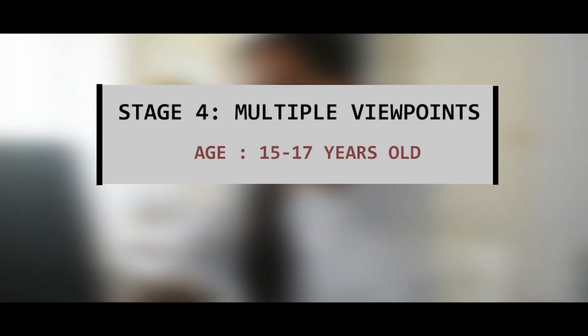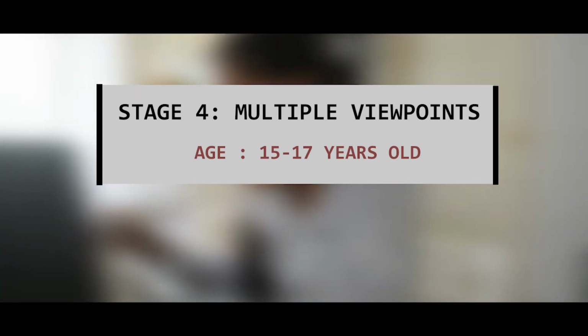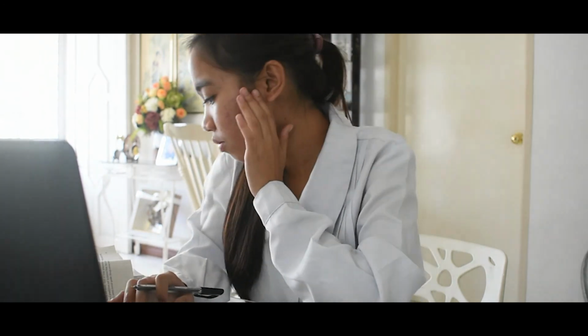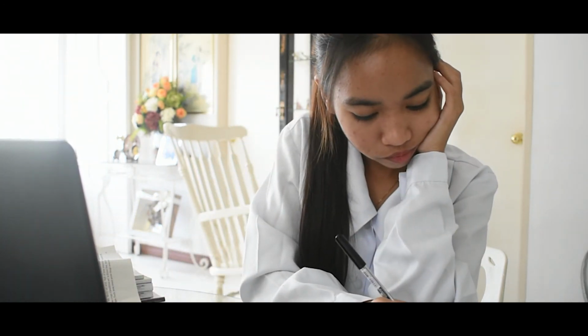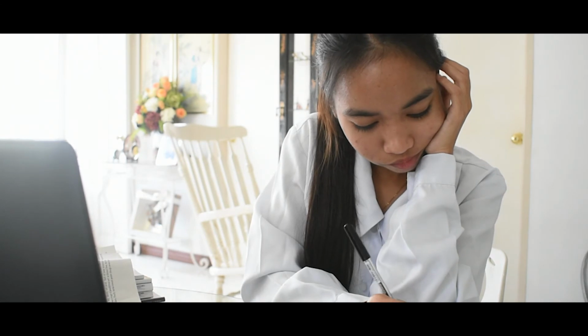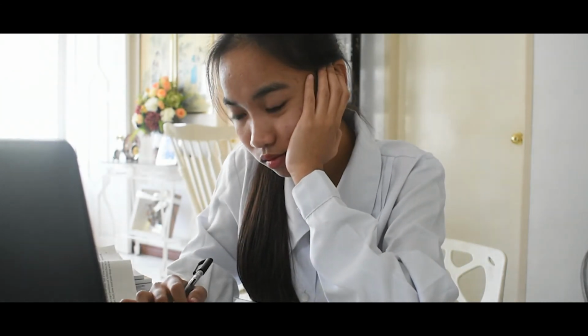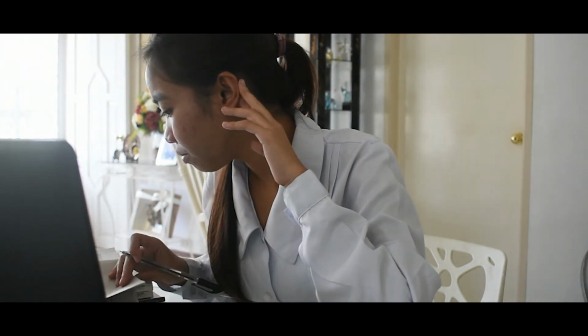And now, stage 4, multiple viewpoints. The age for this stage is 15 to 17 years old. The mastery shown is reading widely from a broad range of complex materials, both expository and narrative, with a variety of viewpoints. And these are acquired by wide reading and the study of physical, biological, and social science and the humanities, high quality and popular literature, newspapers and magazines, systematic study of words and word parts.